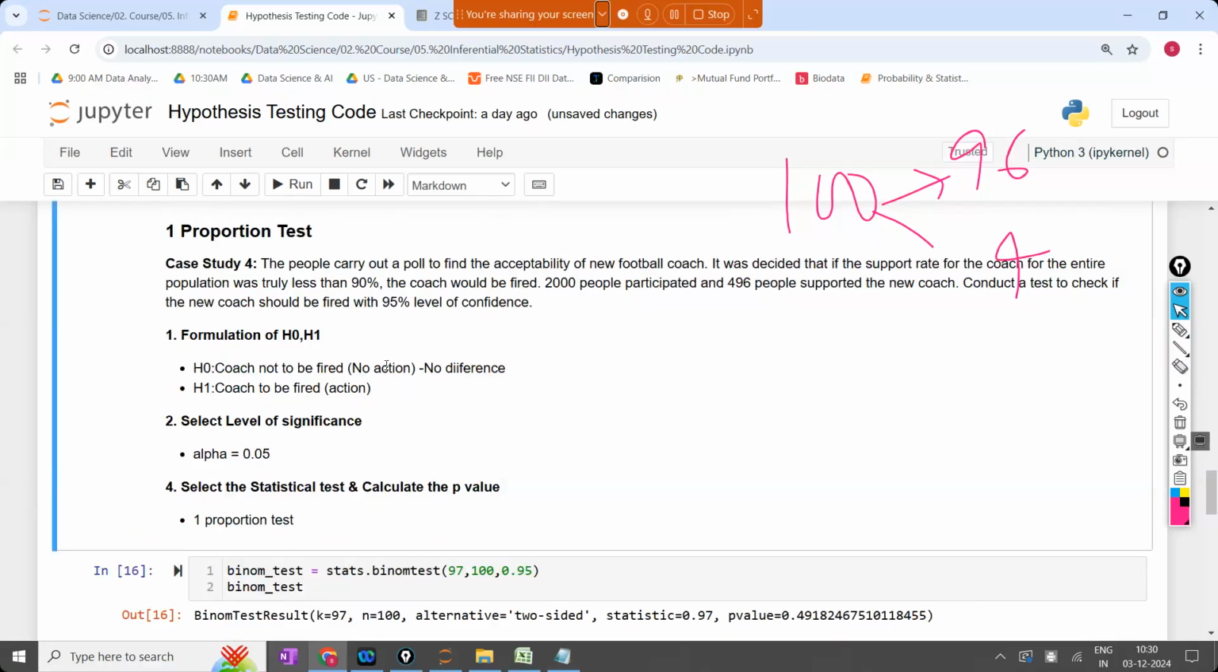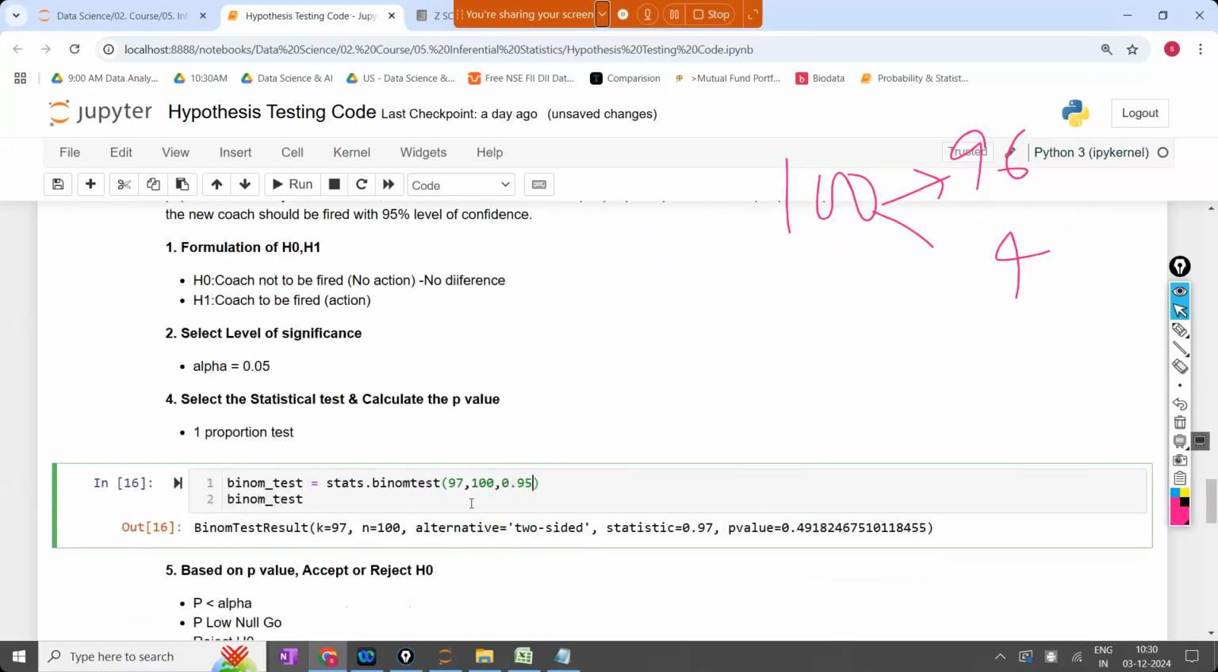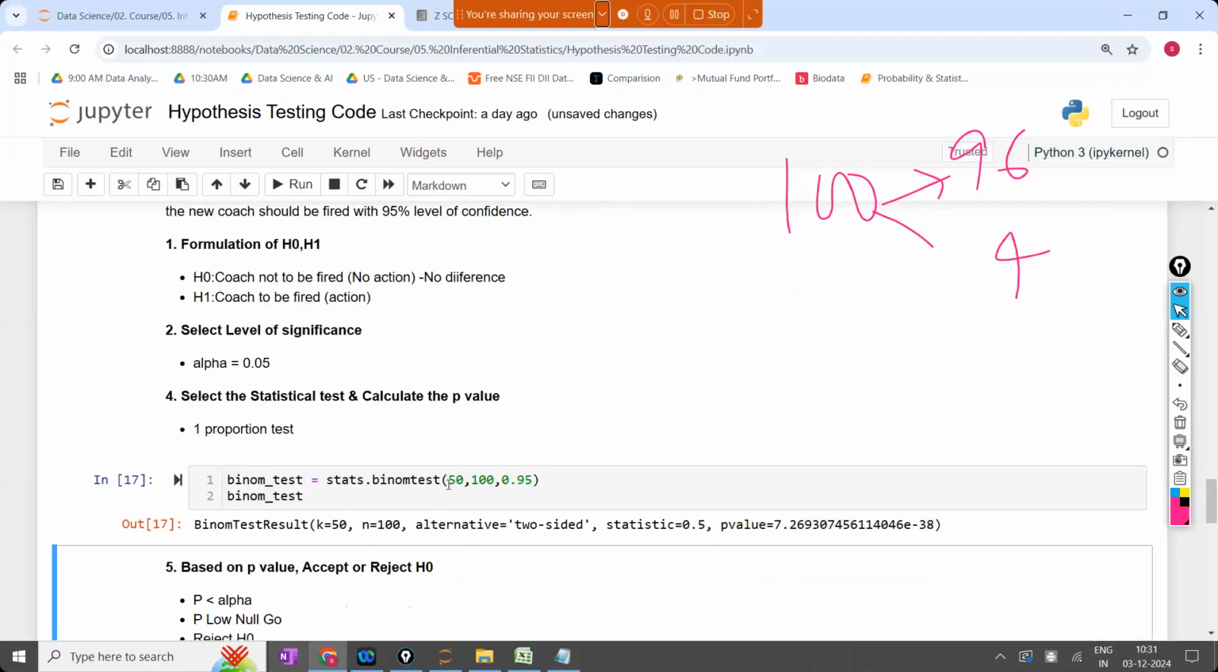Coach has to be continued. For example, for him, 95%, but only 50 students are supporting and the remaining 50 students are not supporting. Then what is the p-value?